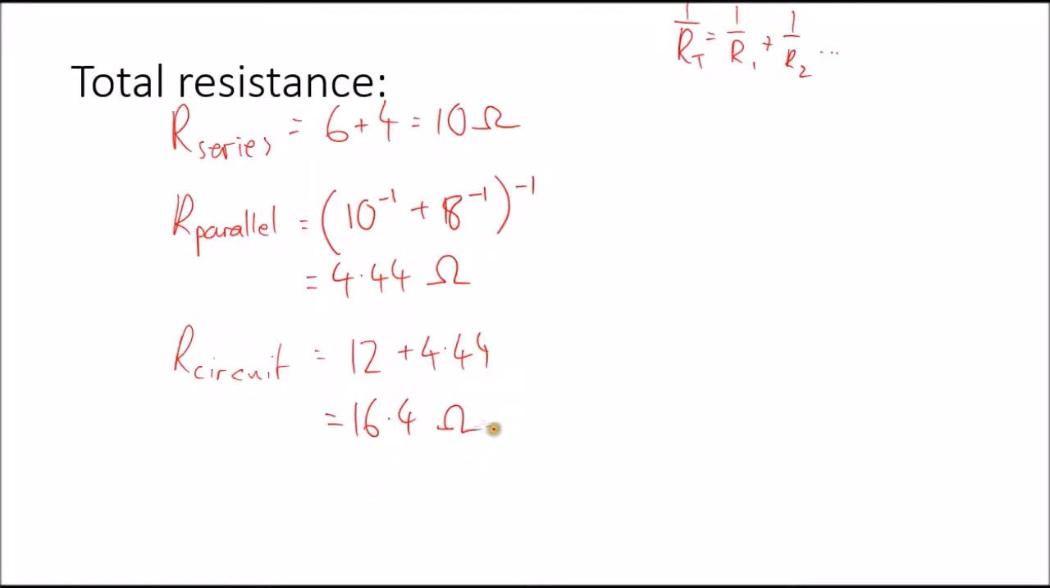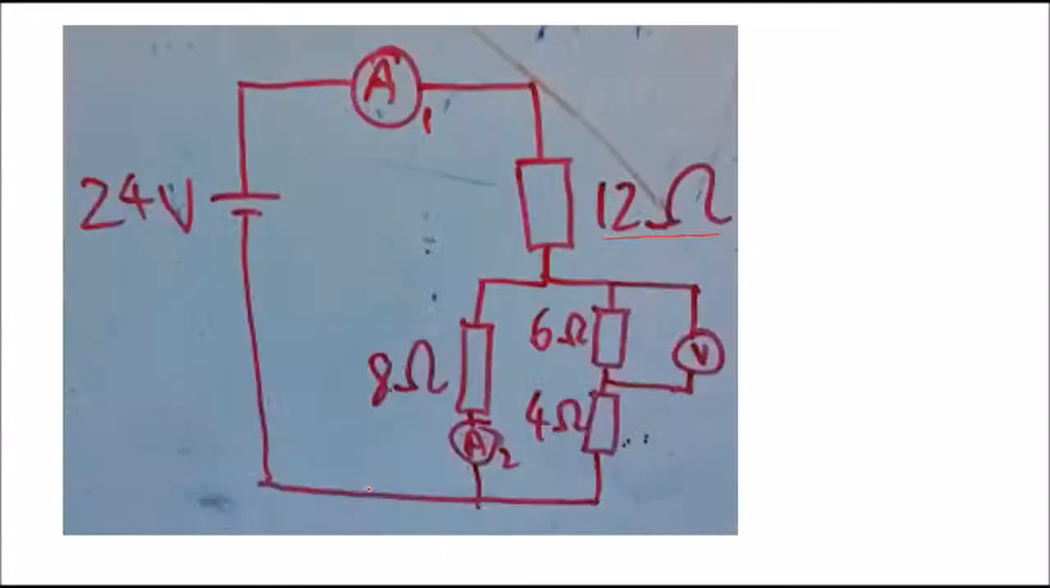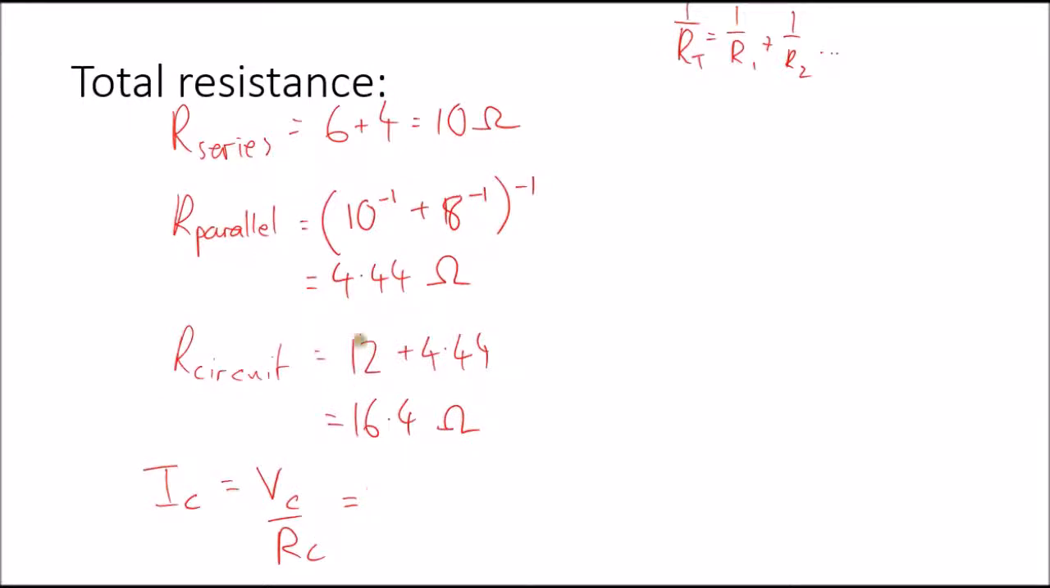Then the next thing we can calculate, which I haven't given a page of its own on my slides because it's so easy, is we can work out I for the circuit, and that is just V for the circuit over the resistance for the circuit. Now if we look back at our diagram, we had 24 volts, so it's 24 over 16.4, and we get 1.46 amps.